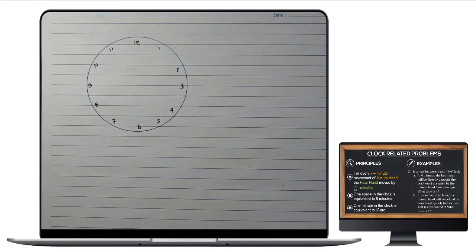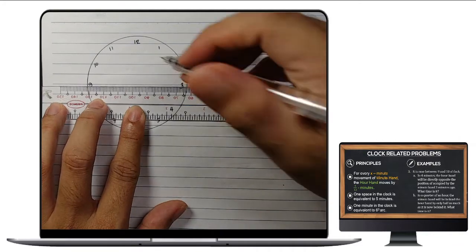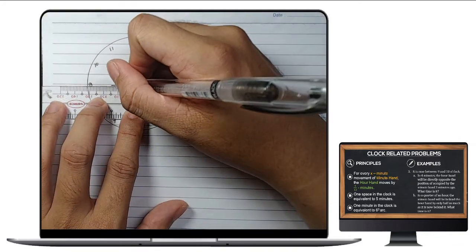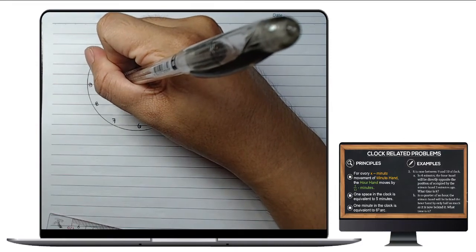Okay? So, dito kailangan talaga nating mag-drawing na. So, let's draw the clock first. So, it is now between 9 and 10 o'clock. So, pag ganitong type of problem, we will be using the 9 o'clock mark as our reference. So, yung initial point natin will be at 9 o'clock. So, yung initial time natin, or yung ating reference.